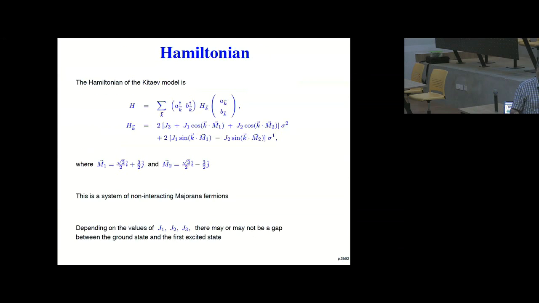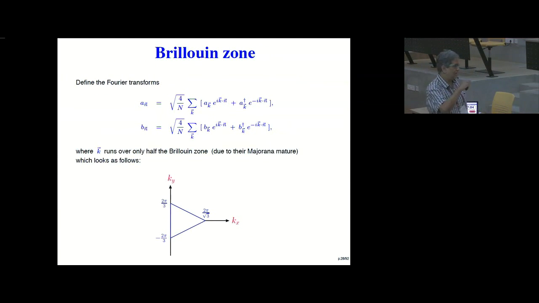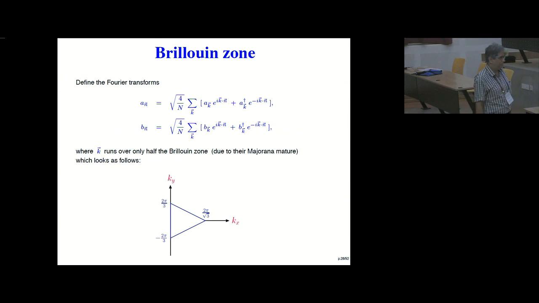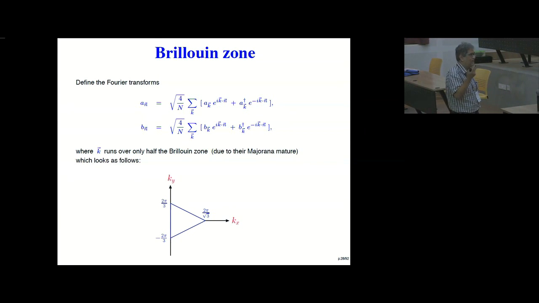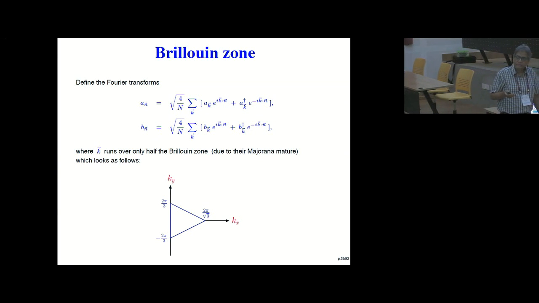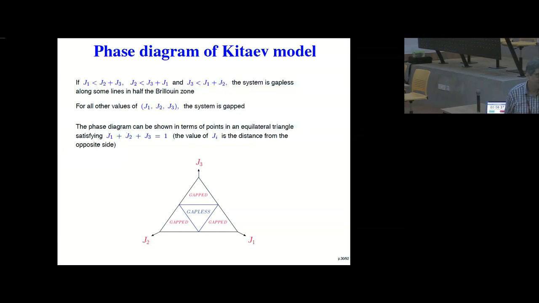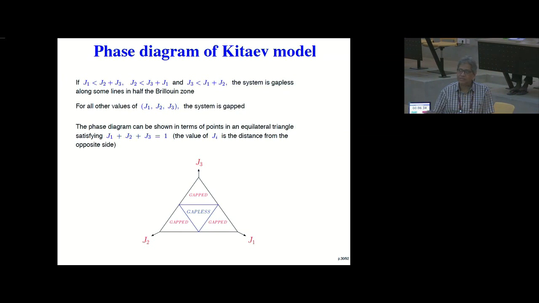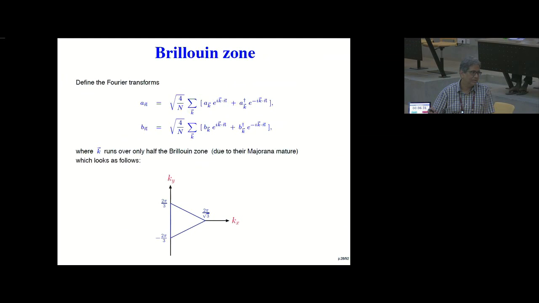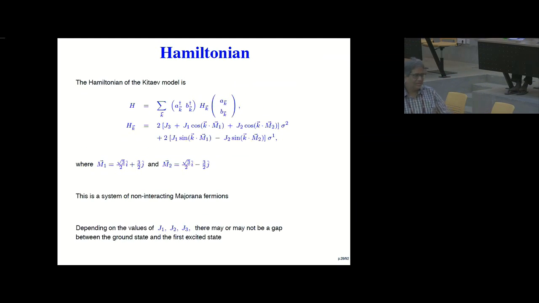Oh, okay. Yeah, they're standard fermions. So AK anti-commutes with AK prime. AK with AK prime dagger is delta KK prime. A's and B's anti-commute. Okay, so these are standard normal fermion anti-commutation relations. Yes, the spectrum that you'd get from this 2x2 Hamiltonian. Okay, good.